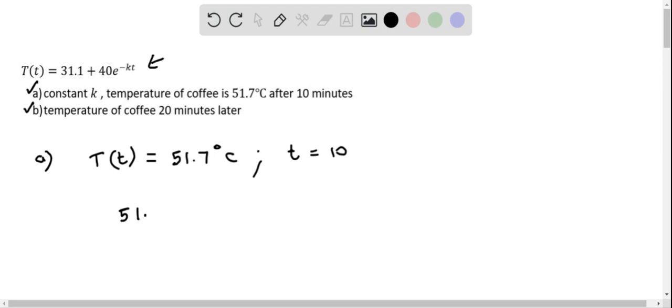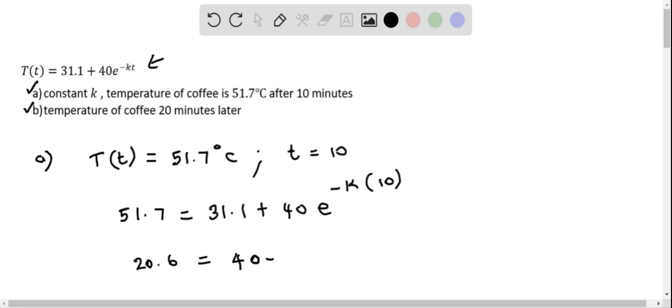When I do that, I get 51.7. I replace T(t) with 51.7. This is equal to 31.1 plus 40 times e raised to the power of minus k, which is what we have to find, multiplied with t, that is times 10. So let's simplify this equation. I subtract 31.1 from both sides, and I get 20.6 on the left hand side, and on the right side I get 40e^(-10k).